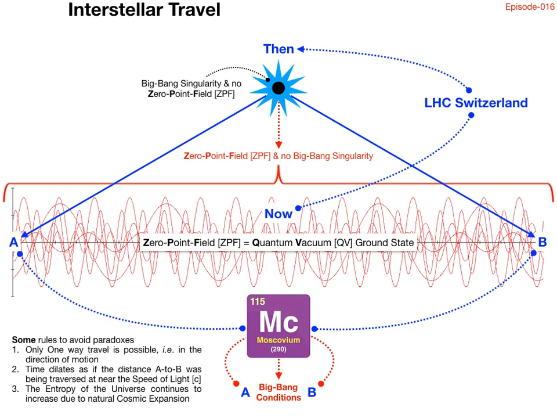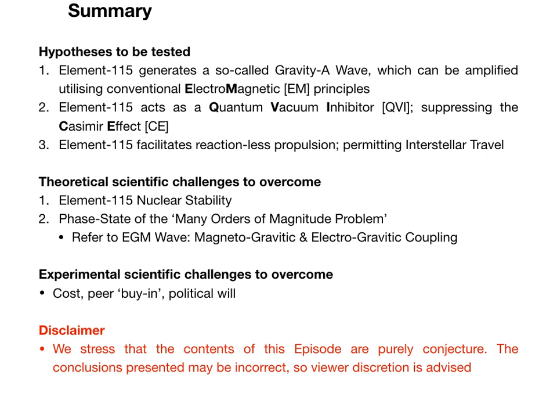Let's now summarise what we've learned. In this episode, we have identified some of the significant problems you'll need to solve in order to make interstellar travel a realistic engineering possibility within the next 200 years. Let's start by looking at the hypotheses to be tested. Firstly, element 115 generates a so-called gravity A wave, which can be amplified utilising conventional electromagnetic principles. Secondly, element 115 acts as a quantum vacuum inhibitor, suppressing the Casimir effect. And thirdly, element 115 facilitates reactionless propulsion, permitting interstellar travel.